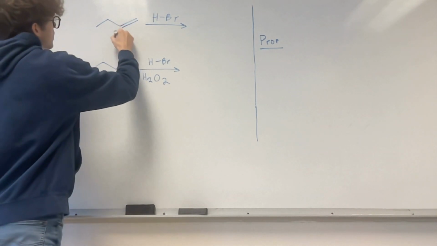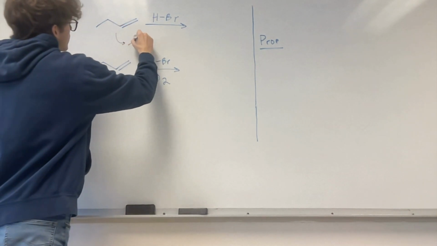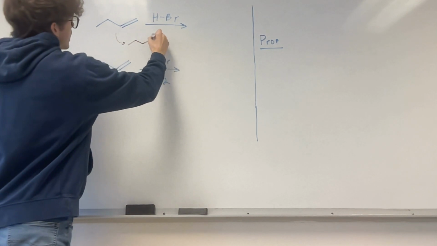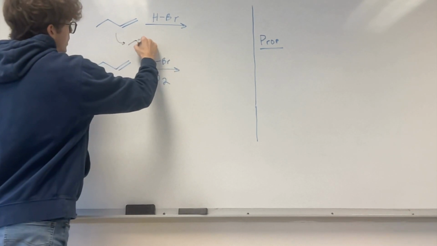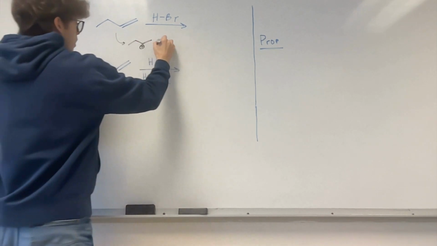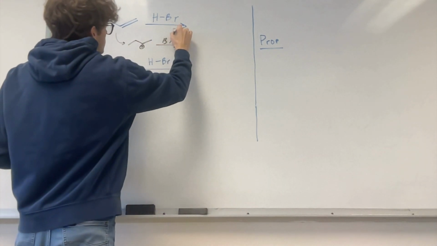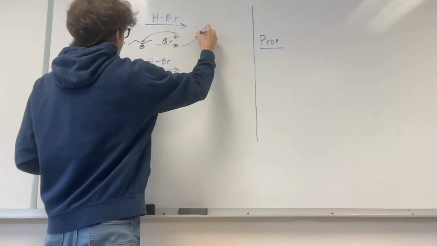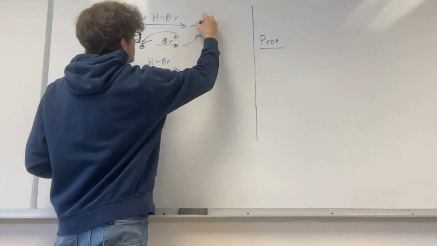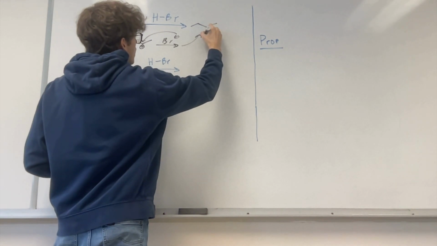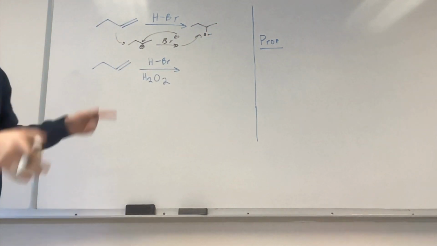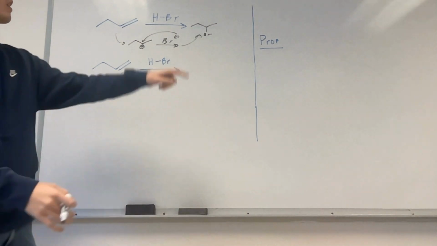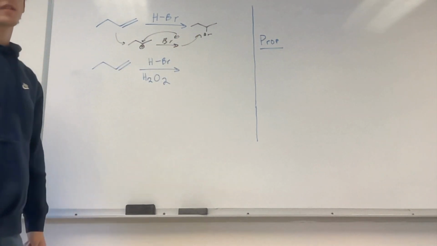Remember, the mechanism goes like this. Roughly, the H will add to this side, leaving a carbocation on the secondary carbon, and then Br comes in, attacks that center, and we get our final product, which is a bromine that follows Markovnikov's rule. And remember, Markovnikov's rule says add to the more substituted side.